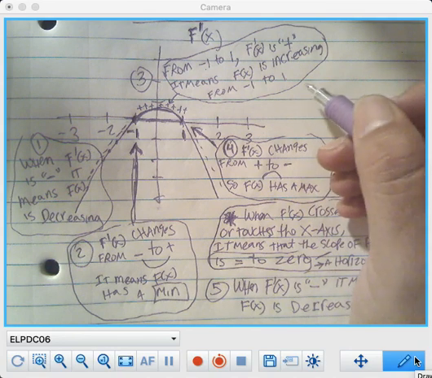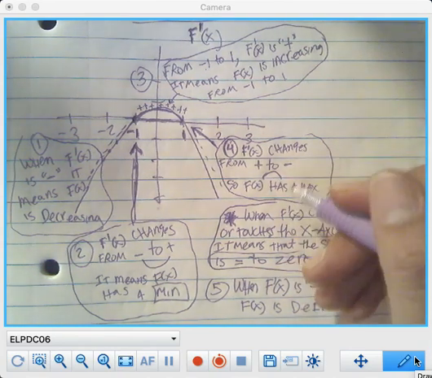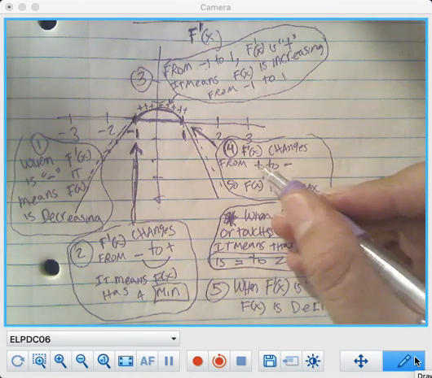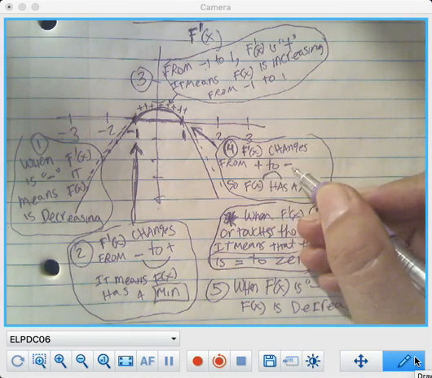Okay. Number 4, f prime of x changes from positive to negative.